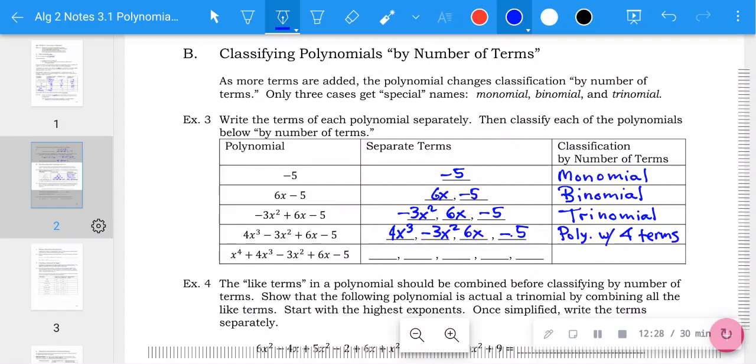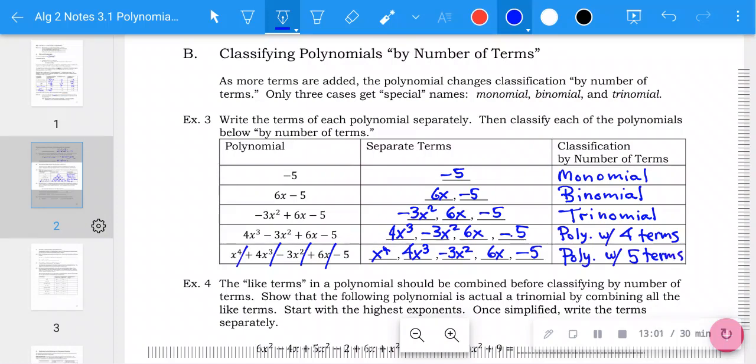One quick way to see the terms is to put slashes in front of the plus and minus signs. And you can see them all separated now. x to the 4th, first term, 4x cubed. You could write that out with multiplication. That's what makes it a term. Negative 3x squared here, and finally 6x and negative 5. So this one is a polynomial, you can abbreviate, with 5 terms.